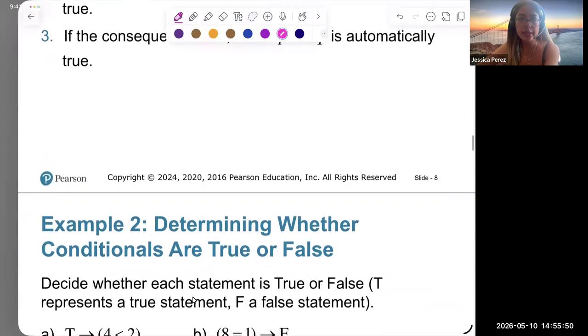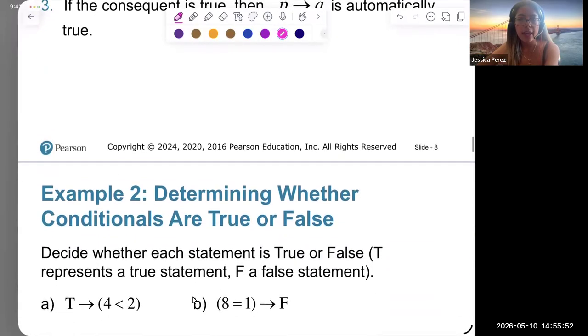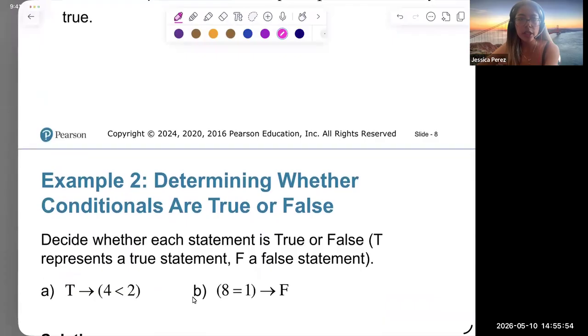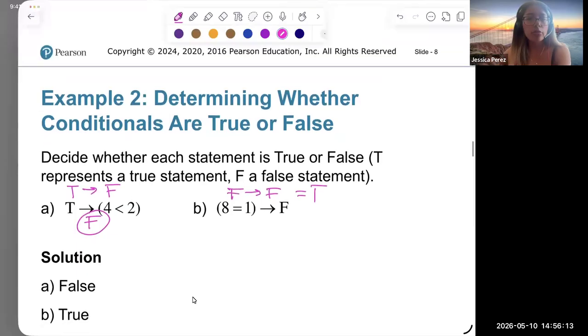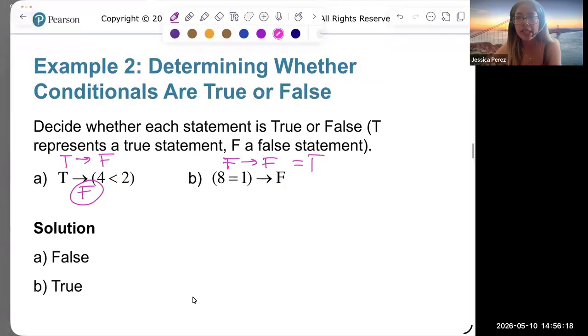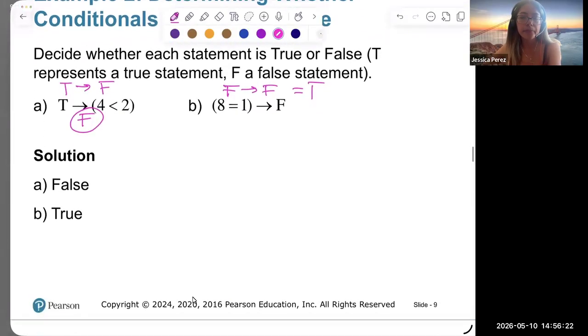Let's look at the next example. Decide whether each statement is true or false. T represents a true statement and F represents a false statement. Well, first you have T implies, is 4 less than 2? No. So T implies F is an F. Is 8 equal to 1? No. So that's F. F implies F is actually true. So again, T implies F is F. F implies F is true, based on our truth tables.